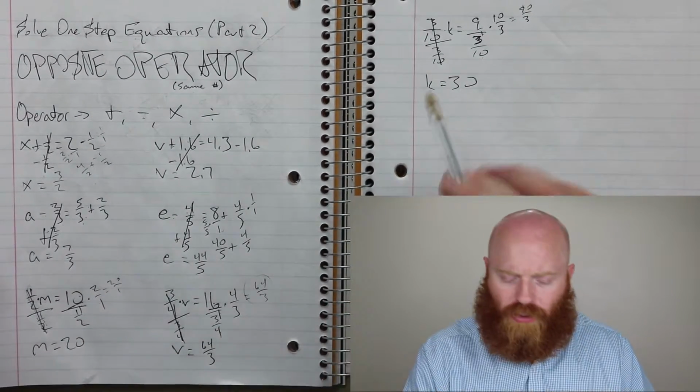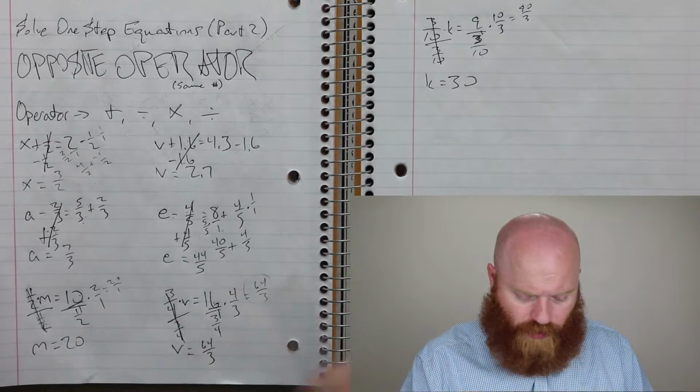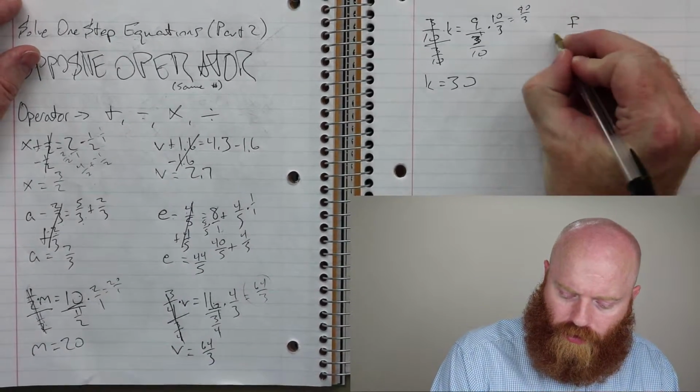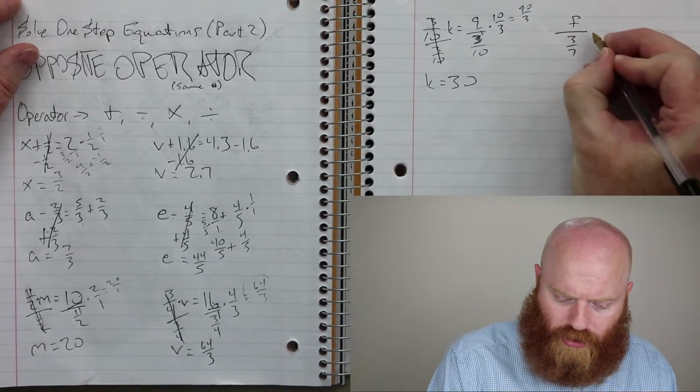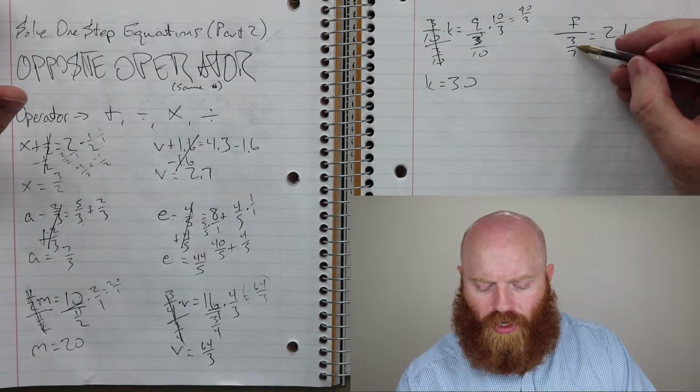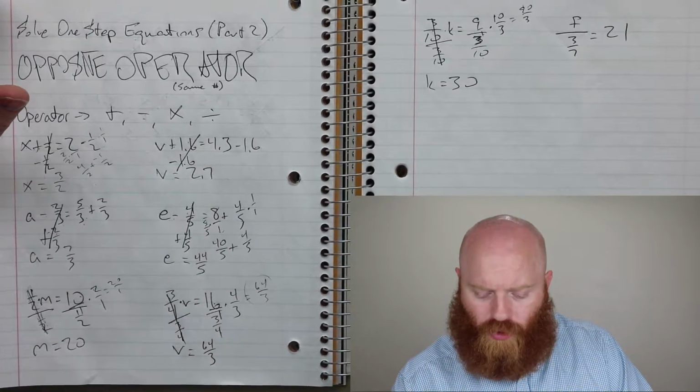Okay, let's get into some divides. If you need some help, go click back on the video a little bit. Let's say I have F divided by 3/10. All that equals 21. F divided by the quantity 3/10 equals 21.